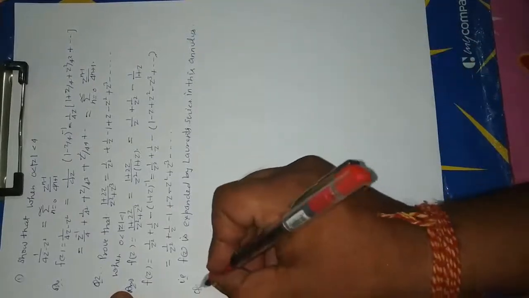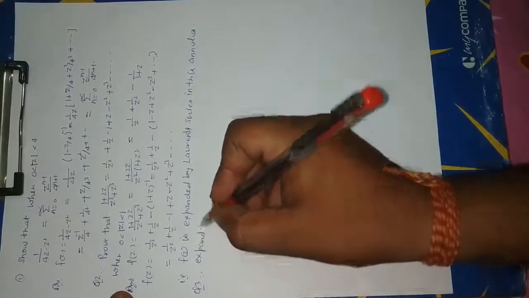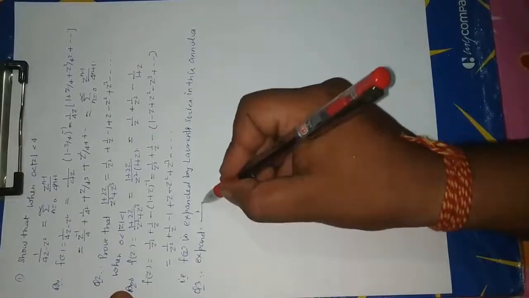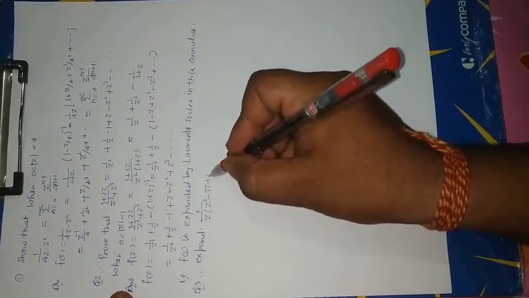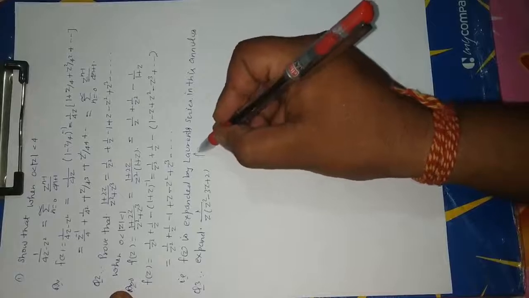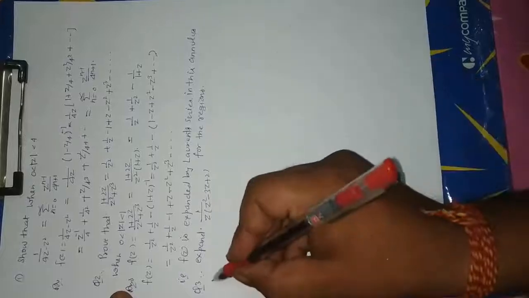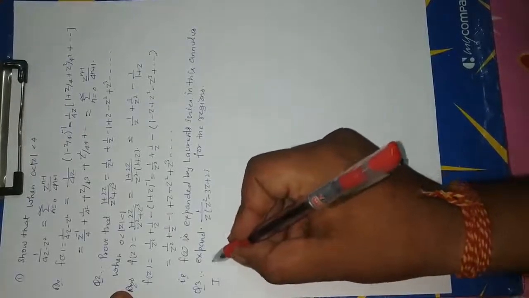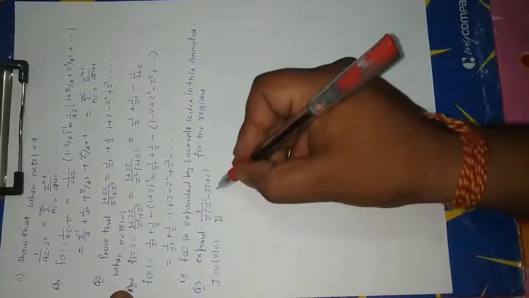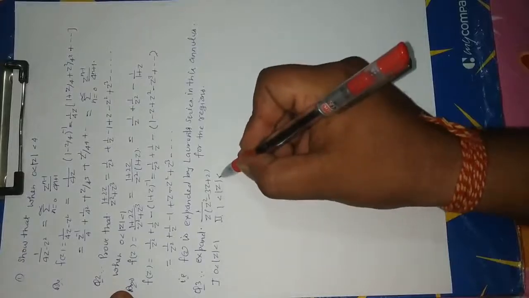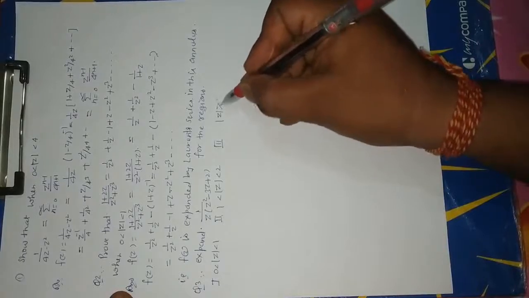Now next question, question number 3. Expand 1 upon z square minus 3z plus 2 for the region: number first, |z| greater than 0 less than 1. Number second, |z| greater than 1 less than 2. Number third, |z| greater than 2.